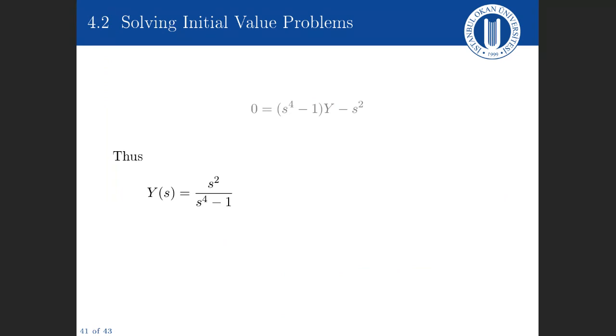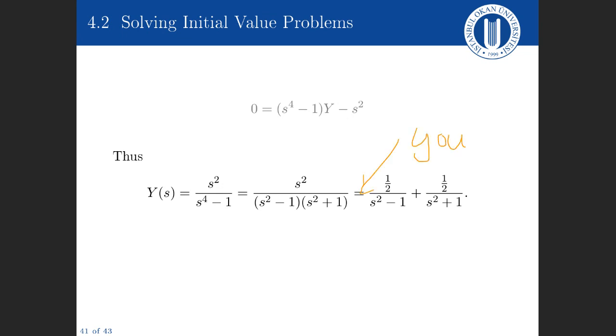We need to factorize this and then use partial fractions. We can factorize the denominator into s squared minus 1 times s squared plus 1, and then we can use partial fractions. And I leave this for you to check. This is a half over s squared minus 1 plus a half over s squared plus 1.